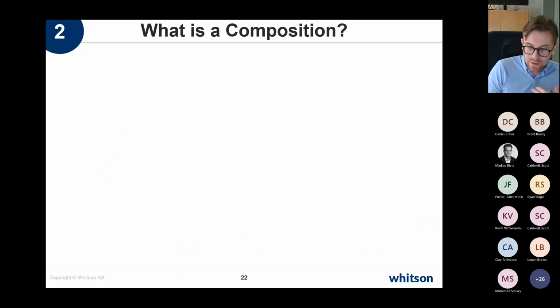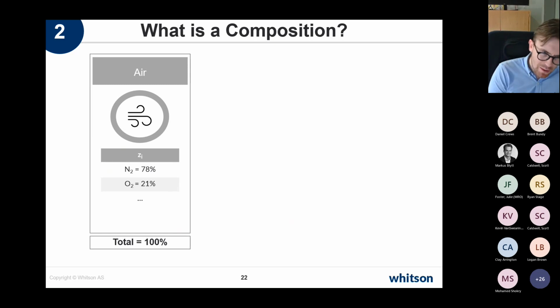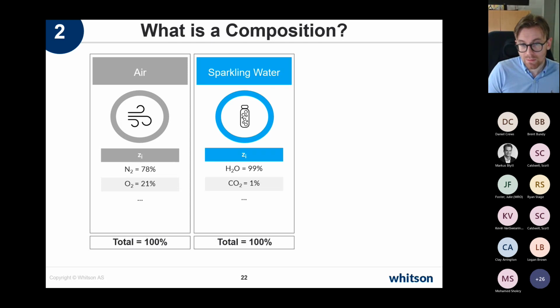Well, a composition, if you think about it from a day-to-day perspective, if you think about air, is primarily nitrogen and oxygen. So that's the composition of air. That's how you would talk about it. I love LaCroix and sparkling water. I think there's more people in the company that love that. And that's primarily just water and CO2, right?